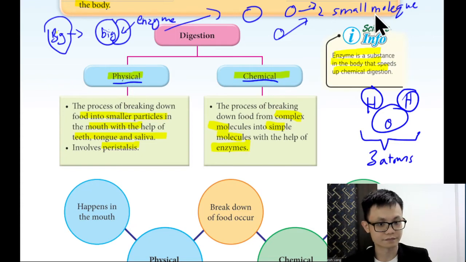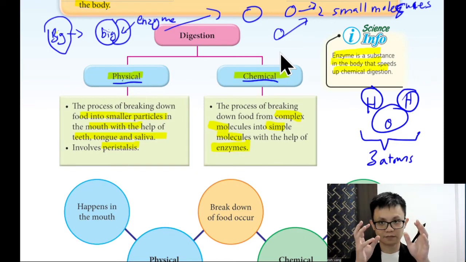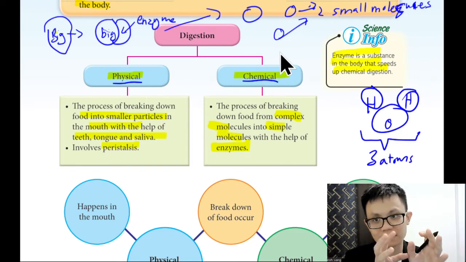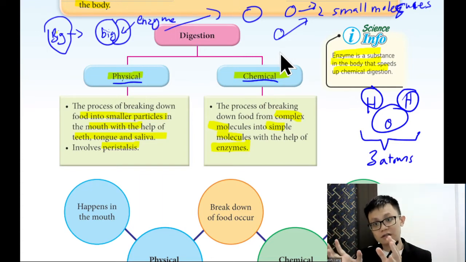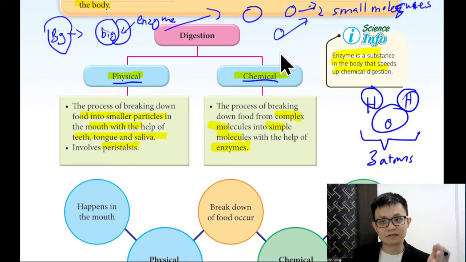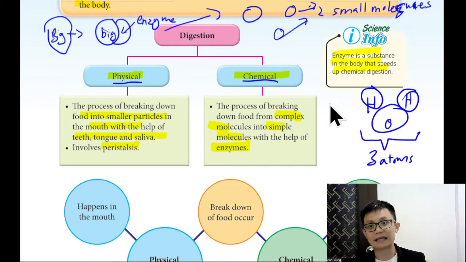So enzyme is something that makes the molecule become small, makes a complex molecule into a simple stuff. But of course, this is not the proper definition. I just explain so that you can understand. The real definition is this one: enzyme is a substance that speeds up chemical digestion. It is a biological catalyst and all these things.